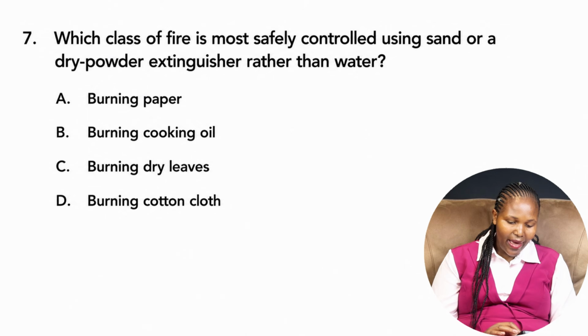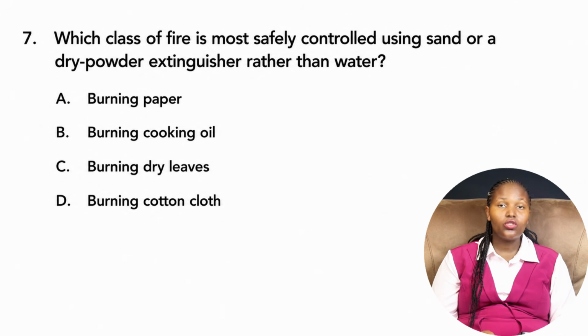Which class of fire is most safely controlled using sand or dry powder extinguisher rather than water? We have burning paper, cooking oil, dry leaves, burning cotton cloth. So the correct option here is B, burning cooking oil. Why? Because water can spread hot oil and cause violent splashing.